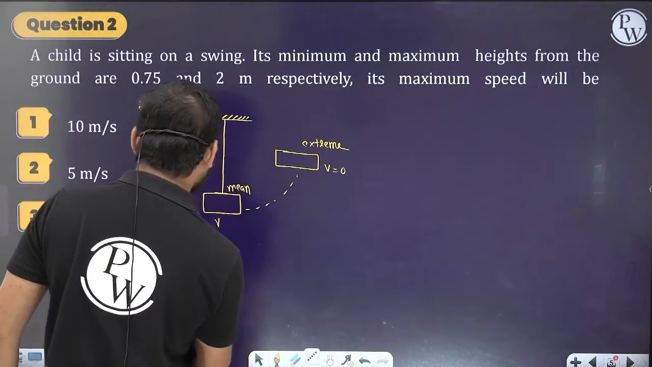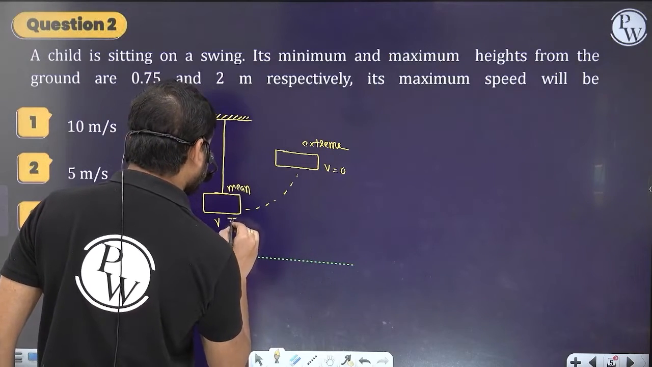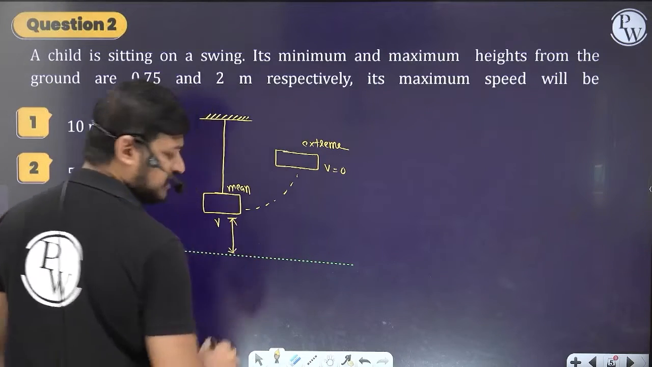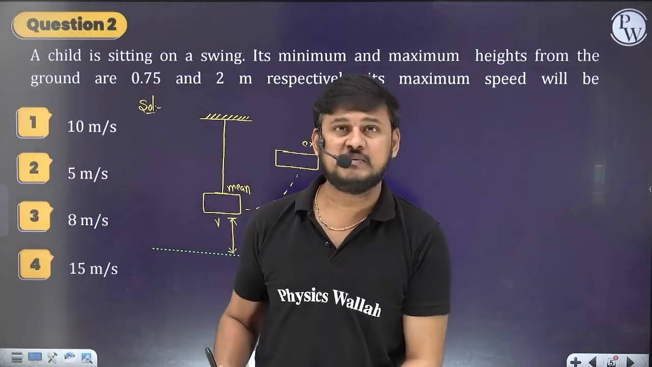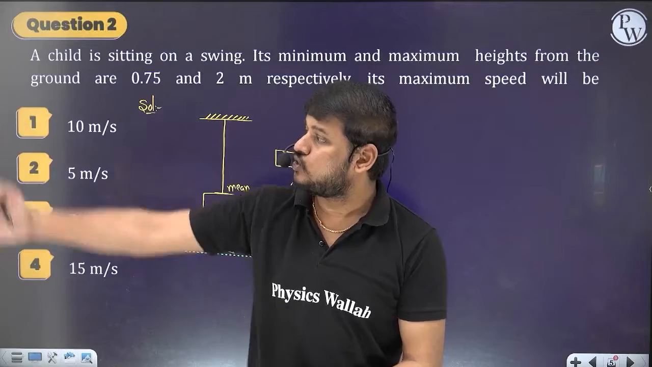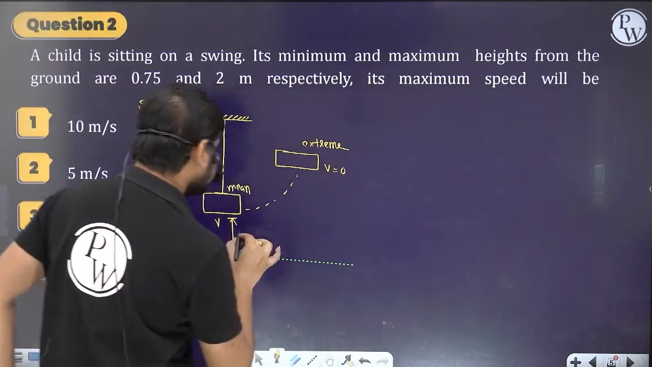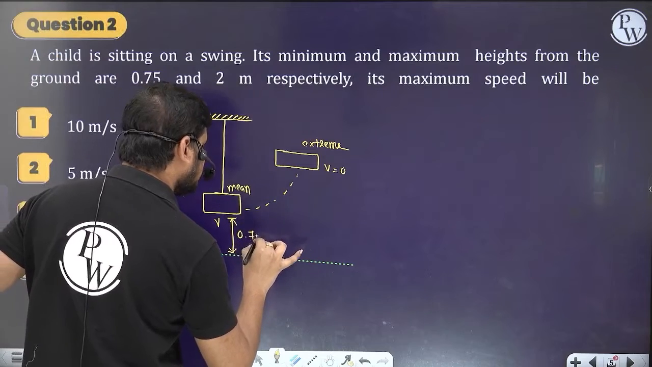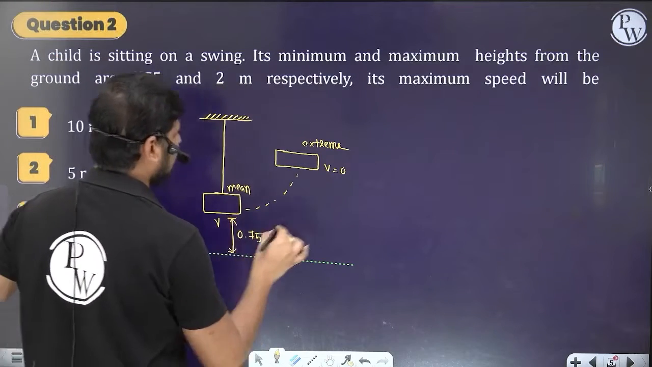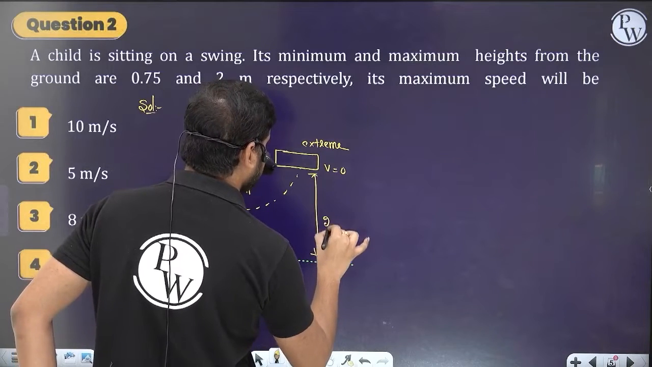So if I consider here is the ground, its height will be minimum at the mean position. Yes or no? When you come to the mean position, the height from the ground is going to be minimum. When you go to the extreme position, the height from the ground is going to be maximum. So this height is given as 0.75 meters, and this other height is also given. What is this height? It is 2 meters.